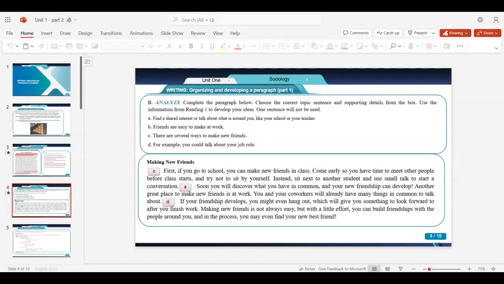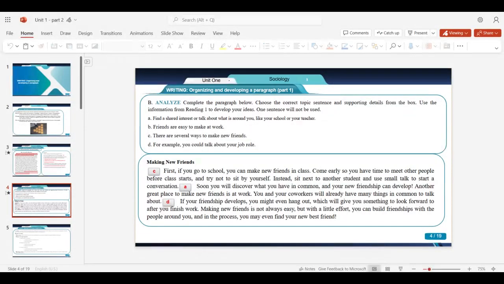First, if you go to school, you can make new friends in class. Come early so you have time to meet other people before class starts. And try not to sit by yourself. Instead, sit next to another student and use small talk to start a conversation. Soon, you will discover that you have common interests and your new friendship can develop.